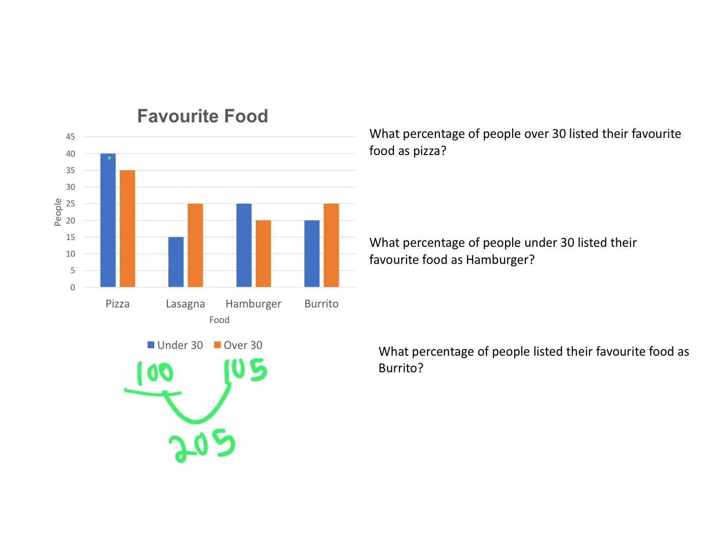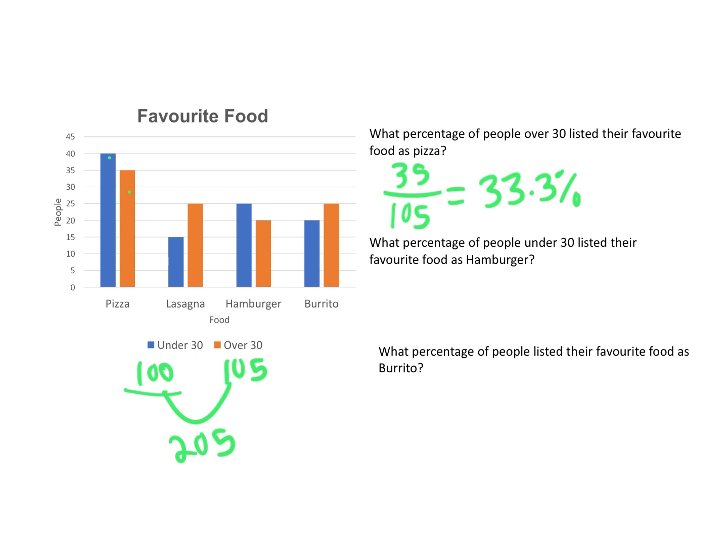Now the first question asks what percentage of people over 30 listed their favorite food as pizza. So we're looking at over 30. So we're looking at the orange bar of the pizza, which is 35 out of the total of 105 people that we surveyed that were over 30, and this gives us 33.3%.